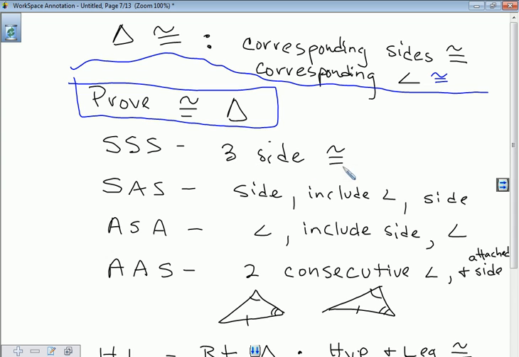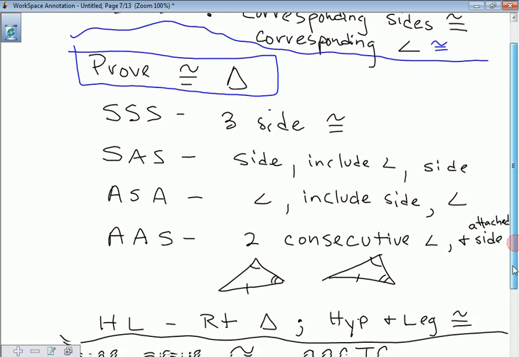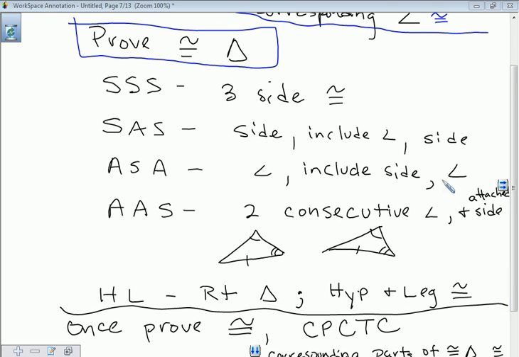Three sides of one triangle are congruent to 3 sides of another. Side, angle, side. A side, the included angle, and a side of one triangle is congruent to a side, the included angle, and a side of another triangle. Angle, side, angle. An angle, the included side, and another angle is congruent to an angle, the included side, and another angle of another triangle.